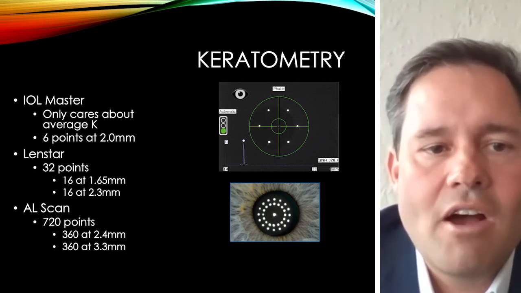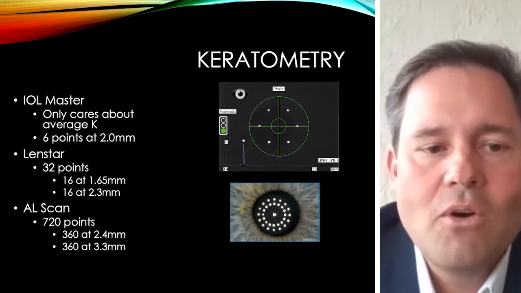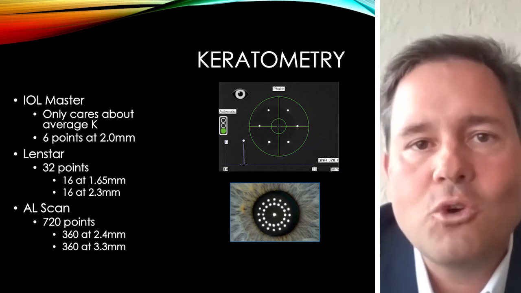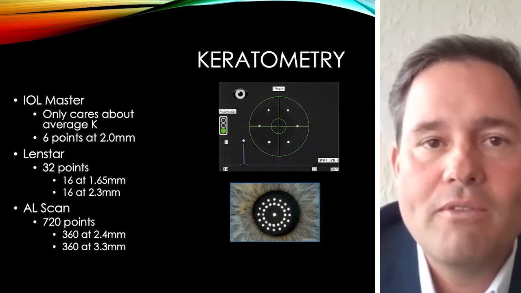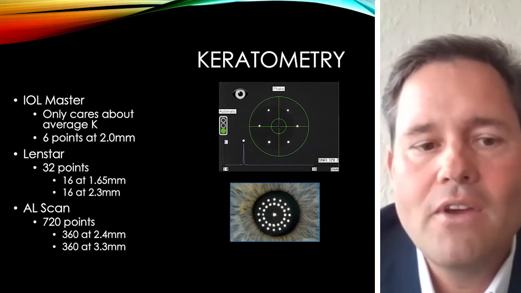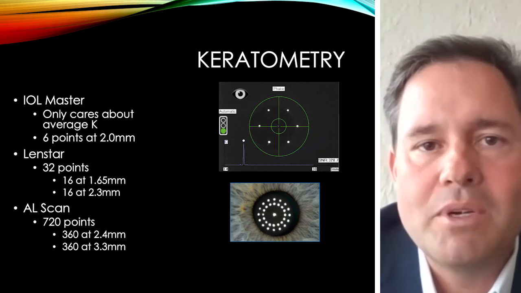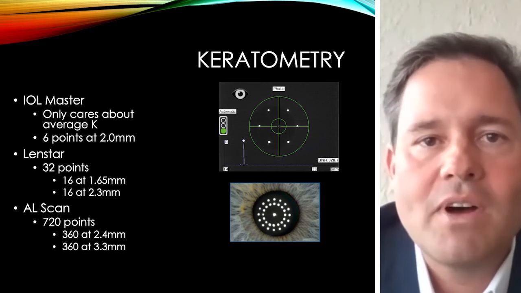And so if you notice, as the different devices have developed, we've added more and more points. With the AL-Scan, we're actually looking at 2 different rings, and the user has the choice of picking which rings they want to use. Do they want the one at 2.4 millimeters, so 360 points there, or 360 points at 3.3 millimeters? So what I do like about this device is I'm able to choose which type of readings I want to use. I can choose which type of formulas, and we're going to get into some of those other options. But with this many points, we are getting very good keratometry, not just for the average for the formulas, but also for the axis and the magnitude when it comes to picking your toric IOL.